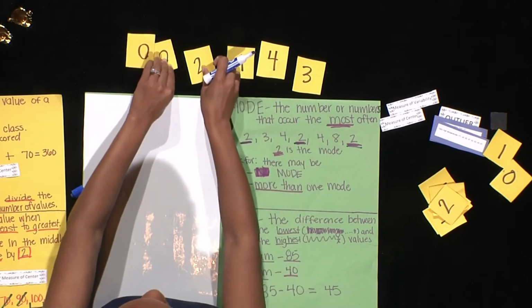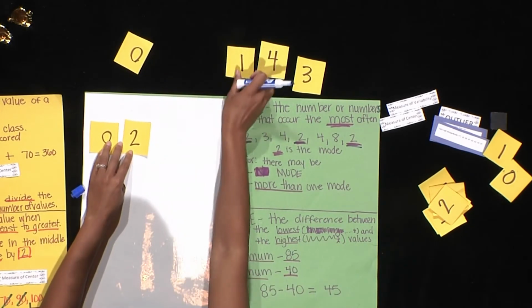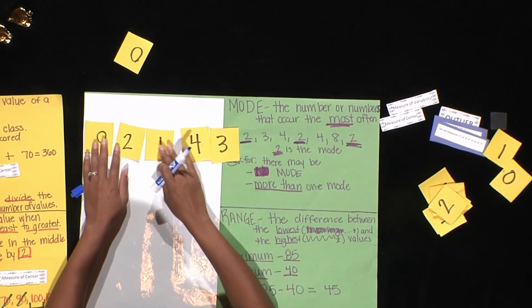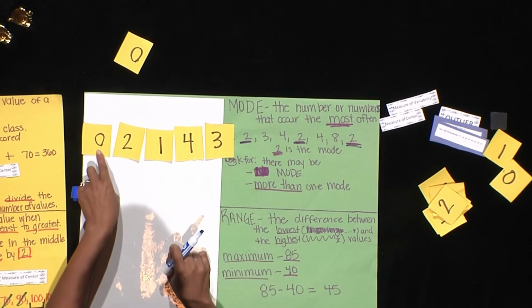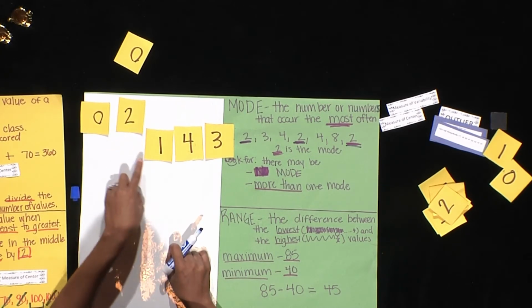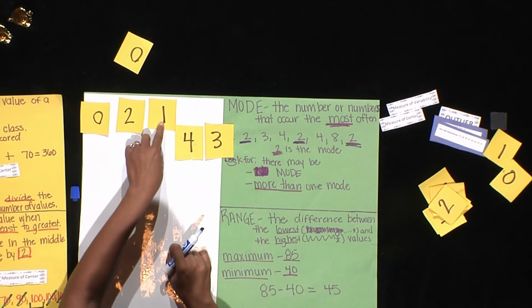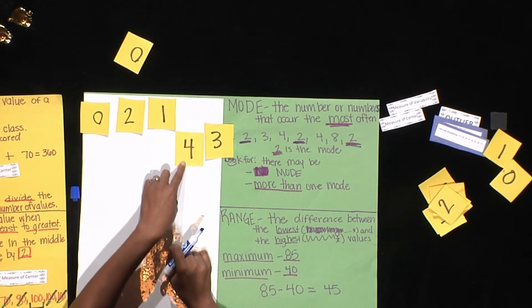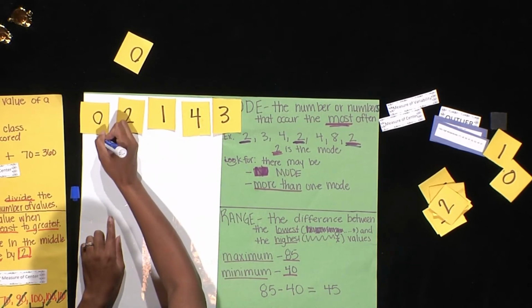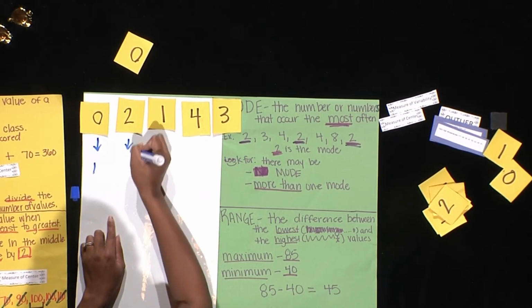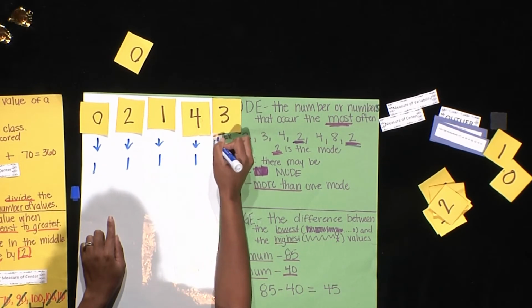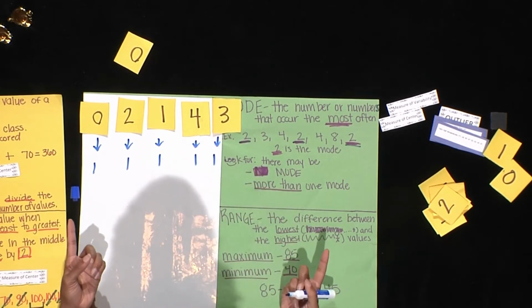So let's have another example. 0, 2, 1, 4, and 3. Well, 0 occurs only 1 time. 2 occurs 1 time. 1 occurs 1 time. 4 occurs 1 time. 3 occurs 1 time. They all occur 1 time.